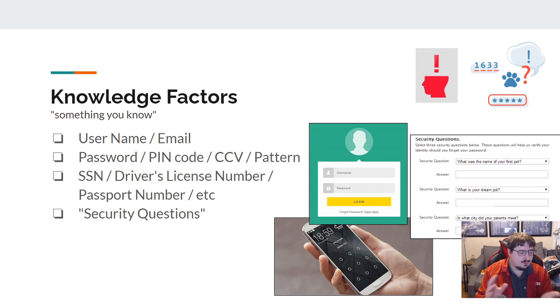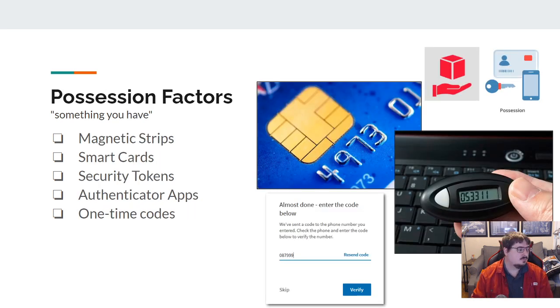But either way, the point is we usually don't use those security questions by themselves, because a lot of times the security questions are easier to answer than figuring out what your password is. So we talked about knowledge factors. Possession are things that you have, things that you own.